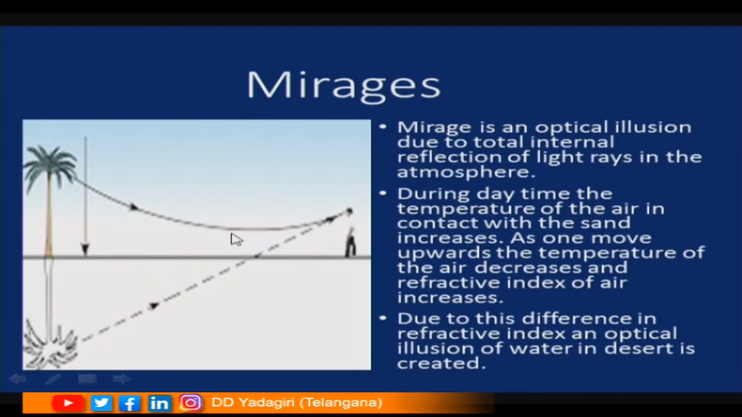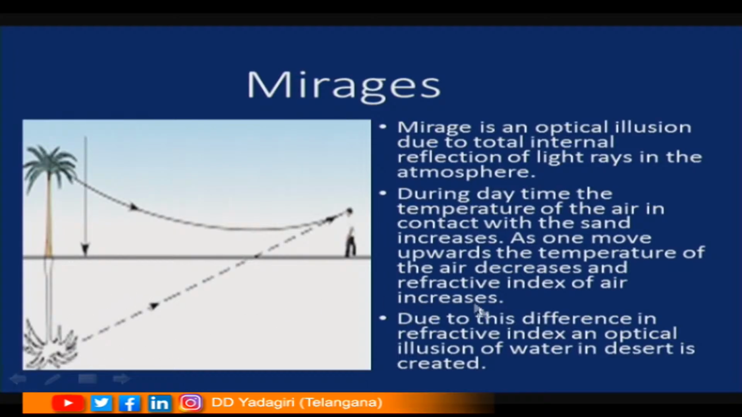That means, up to here the light ray is in the downward direction only, but beyond this point the light is moving in the upward direction. That means, at this point the light is undergoing total internal reflection, where the angle of incidence is beyond the critical angle between the two particular places. Therefore, the person will see the image in the inverted position.